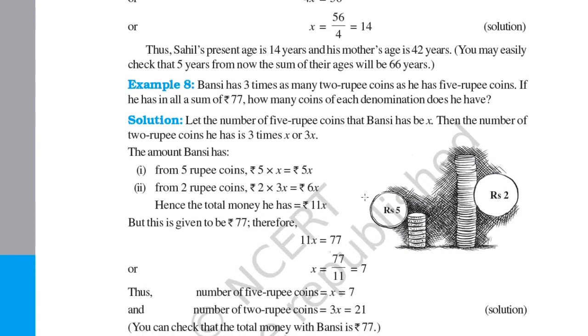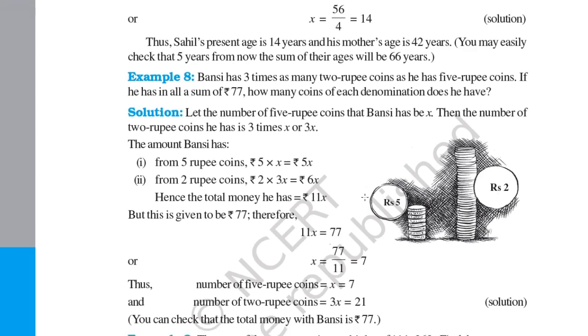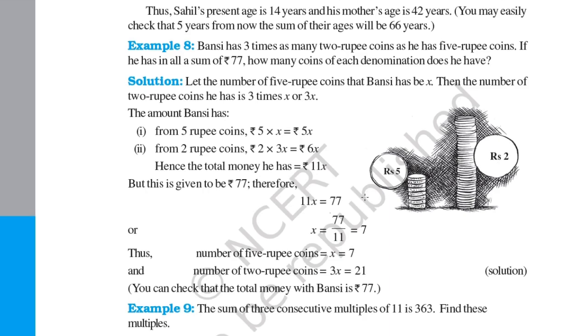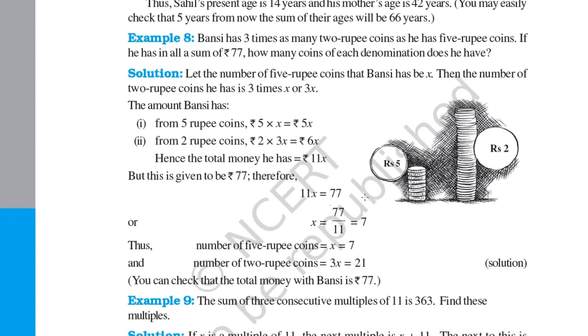So example number 8. Bansi has 3 times as many 2 rupee coins as he has 5 rupee coins. If he has in all a sum of 77 rupees, how many coins of each denomination does he have? So the solution is, let the number of 5 rupee coins that Bansi has be x. Then the number of 2 rupee coins will be 3 times that of x. So it will become 3x.